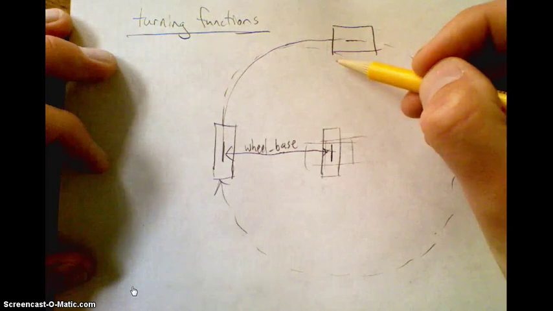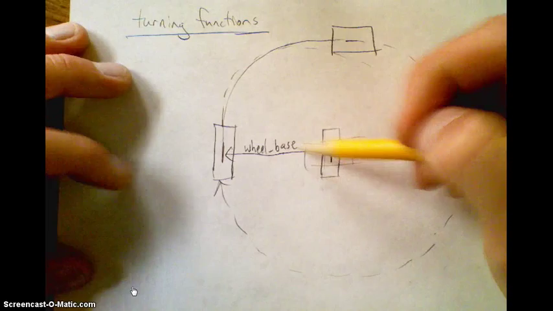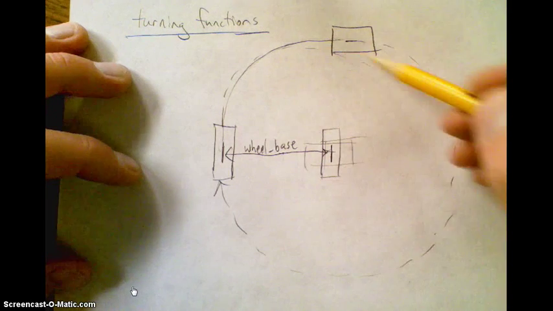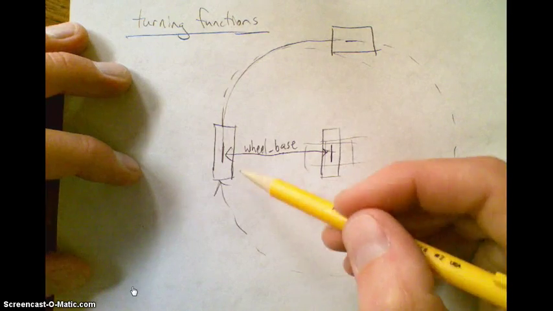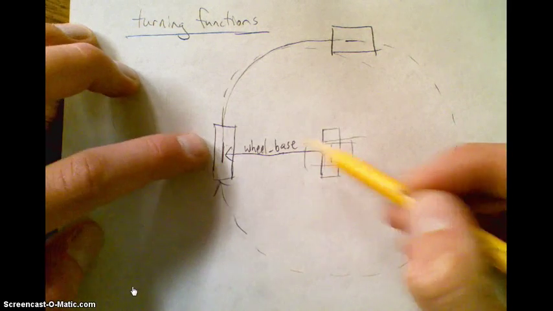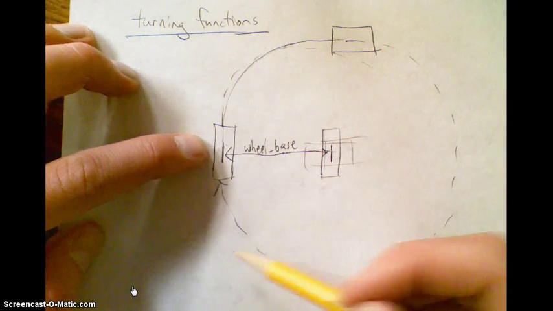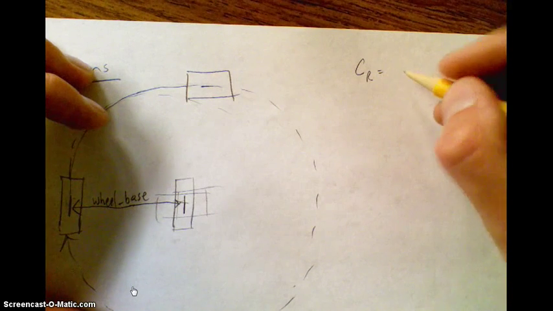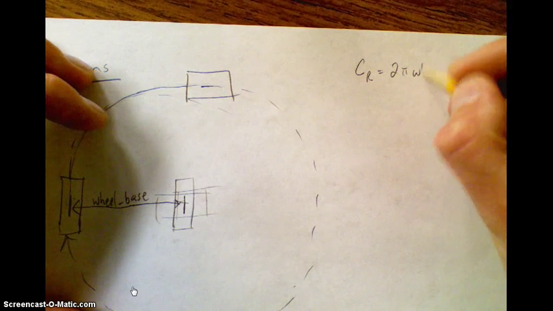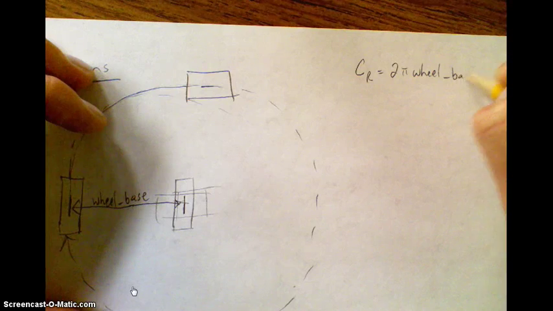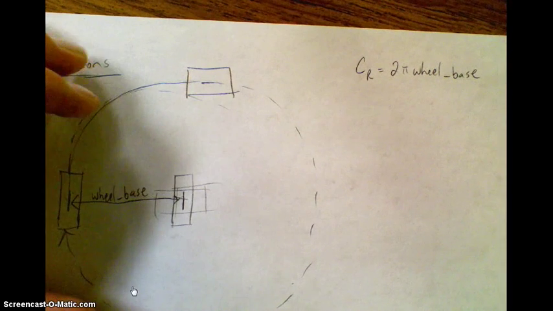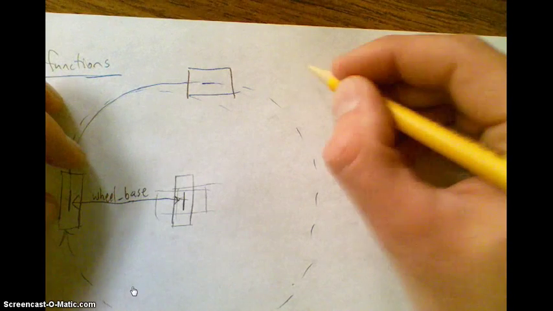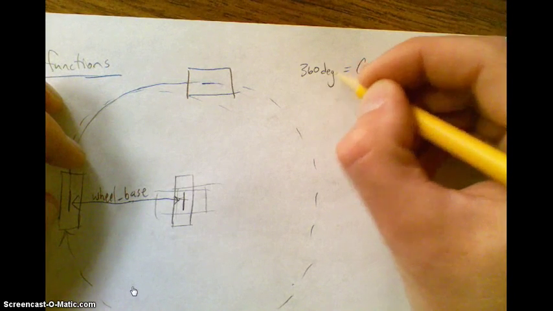This would be 90 degrees, and this wheelbase, if this is our robot motion, this is now a circumference that the robot is making, and the wheelbase is now a radius of that circumference. So the circumference of the robot is equal to 2 pi times the wheelbase. Okay, and this is also equal to 360 degrees.